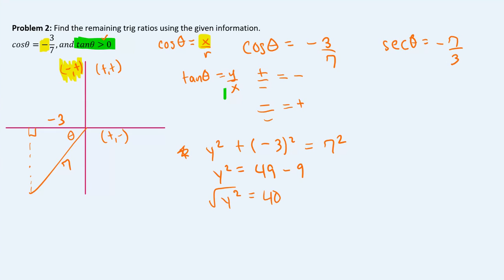So to get y, we square root both sides. So right now, y is the square root of 40. However, we need to reduce that. That breaks into square root of 4 and square root of 10 in terms of finding a perfect square. So that means that this side should be 2 square root of 10. Okay, so now we have all the information we need. So now we can actually find our 6 trigonometric functions.